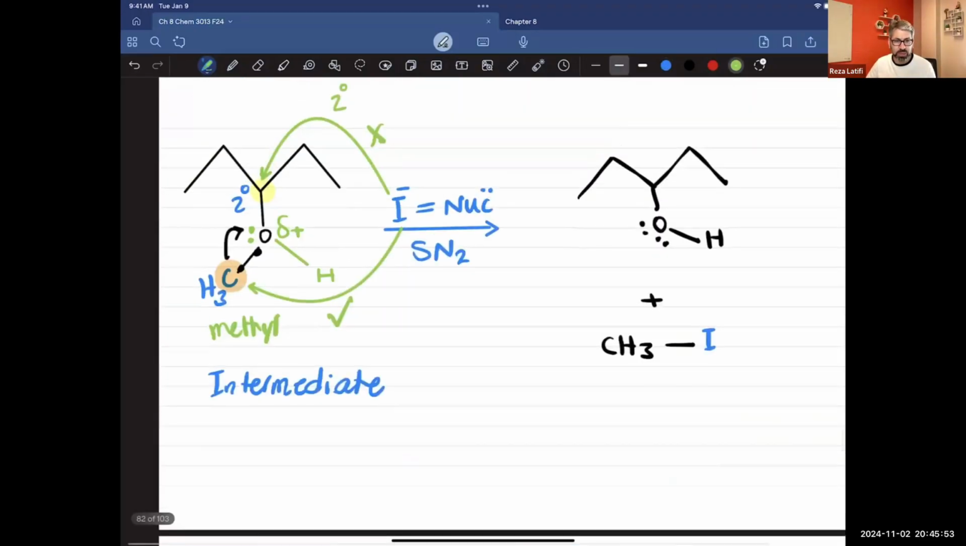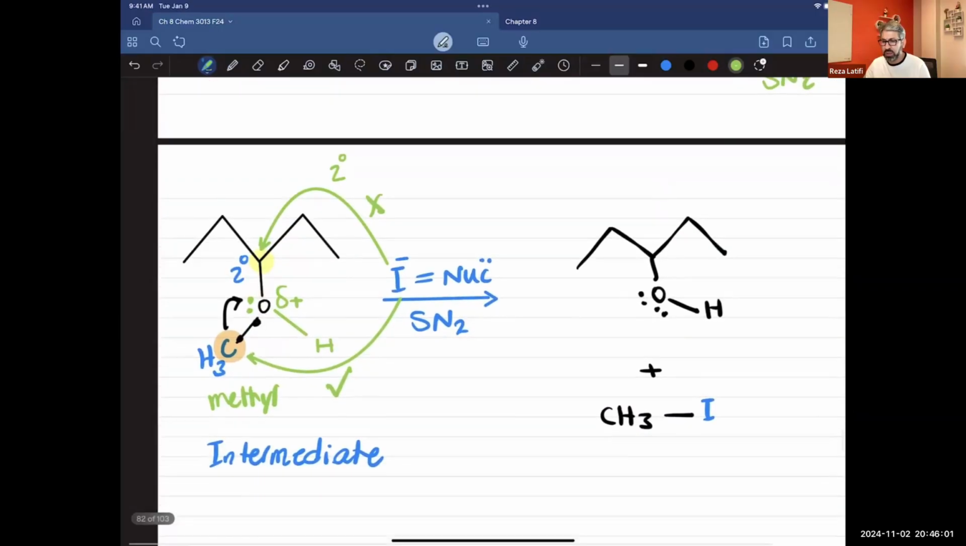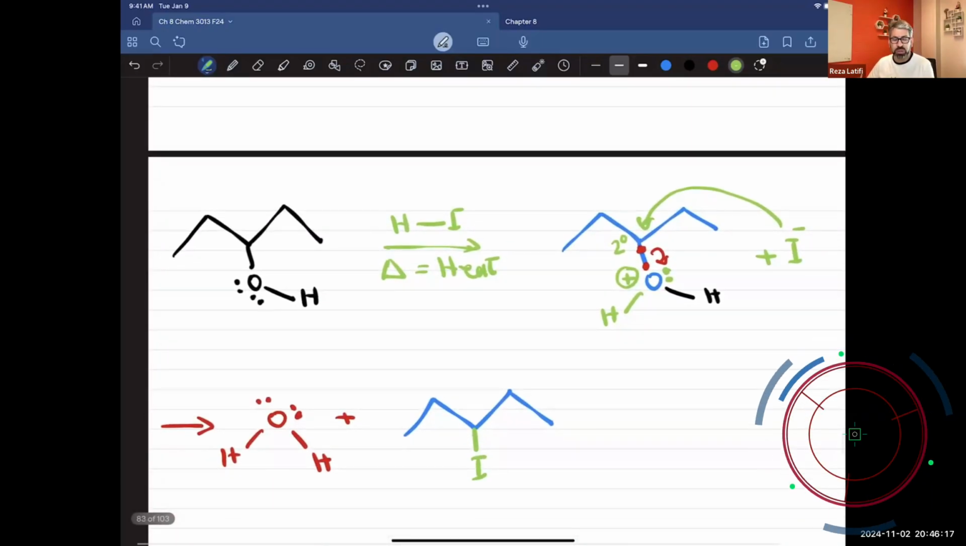And again, if I go back, if they give us only 1 mole of HI plus ether, we get alkyl halide. The halide will be sitting on the carbon with less substituents, and the alcohol will be sitting on the carbon with more substituents. Now, if you add the second mole of the acid, the acid will go after the alcohol, and it will turn it to alkyl halide plus water.